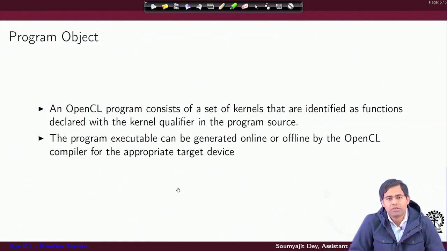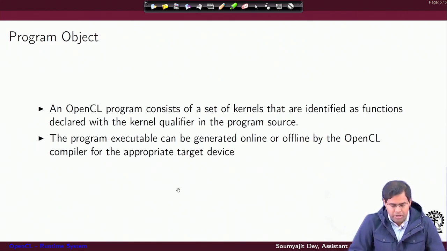Now, the program executable can be generated online or offline by the OpenCL compiler for the appropriate target device. As you can see, one option is, like I said earlier, that the kernel can be specified in a way that finally the host program would view the kernel as a character string. It will look at it like that, compile it, and then create the program object and then create commands around it.